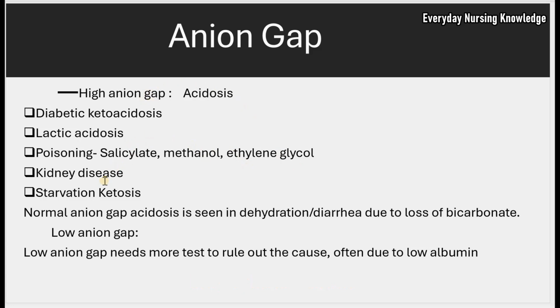Kidney disease. In kidney disease, the kidney is not able to excrete hydrogen ions or acid, which can lead to acidosis and high anion gap. Starvation ketosis, again increased ketones, can lead to acidosis and high anion gap. You will also see normal anion gap acidosis in dehydration and diarrhea. This is due to loss of bicarbonate.